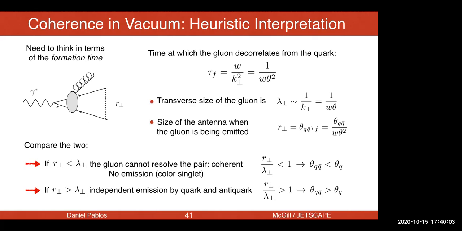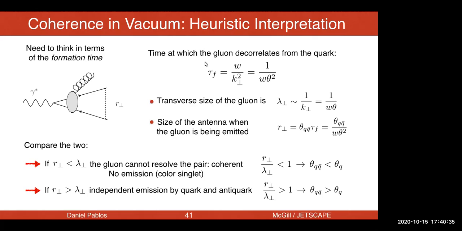Let's imagine that you have a virtual photon that decays into a quark and an anti-quark. Now you wonder about which is the angle of emission for a further gluon radiation. One needs to think in terms of formation times. Formation time of the gluon: you basically get to it by looking at which is the time at which the wavelength of the gluon can resolve its separation from the quark.